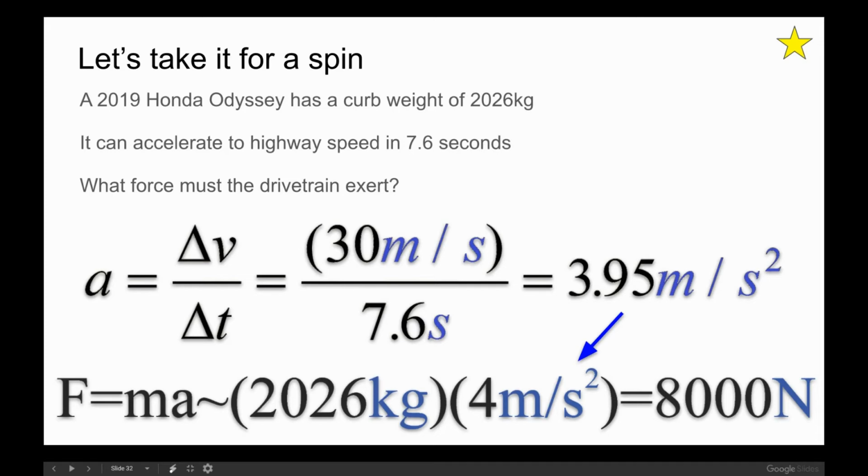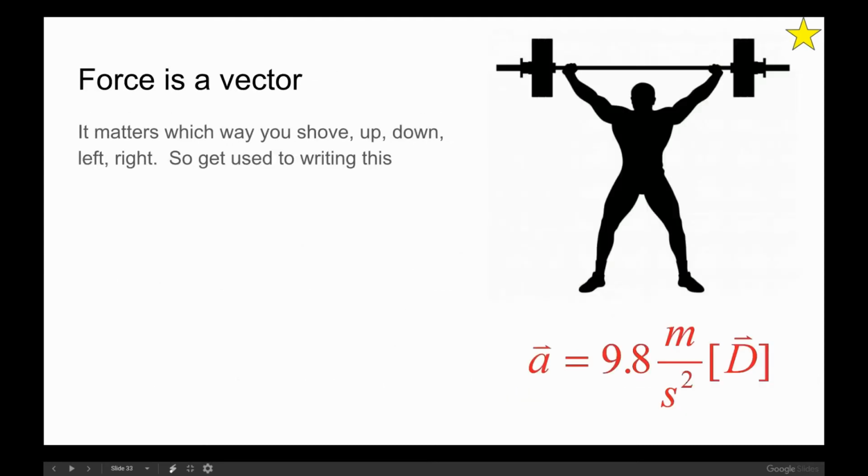Our next step is to figure out if 8,000 newtons represents a lot. Well, it's enough to get a 2,000 kilogram minivan up to highway speed in 7 seconds. Force is a vector. It matters which way you push. Mass is not. Acceleration is a vector. So when we multiply acceleration by mass, we get a new vector.